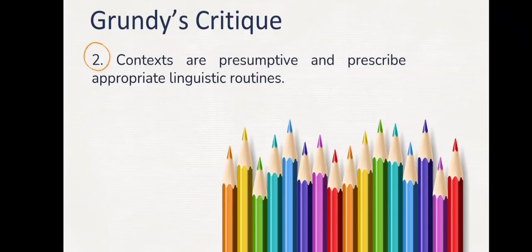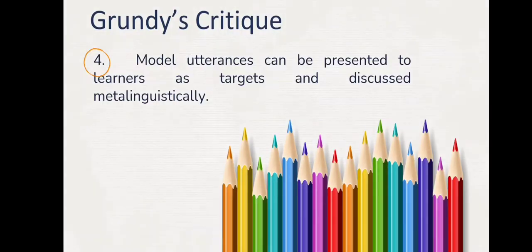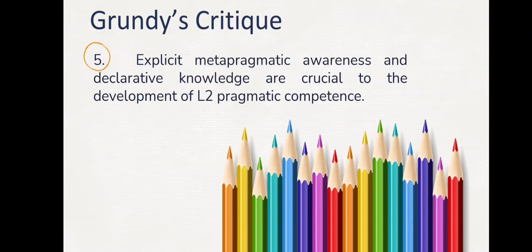The second critique: contexts are presumptive and prescribe appropriate linguistic routines. The third: appropriate linguistic routines are best characterized as speech acts whose form is revealed through deictics, which enable modal utterances to be determined. The fourth: modal utterances can be presented to learners as targets and discussed metalinguistically. And the last one: explicit metapragmatic awareness and declarative knowledge are crucial to the development of second language pragmatic competence.